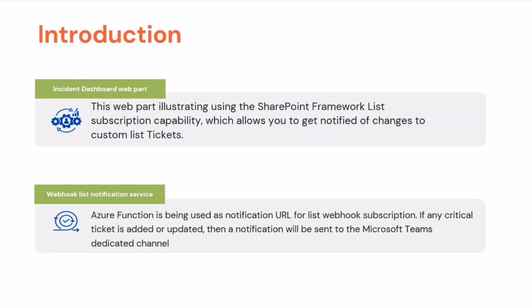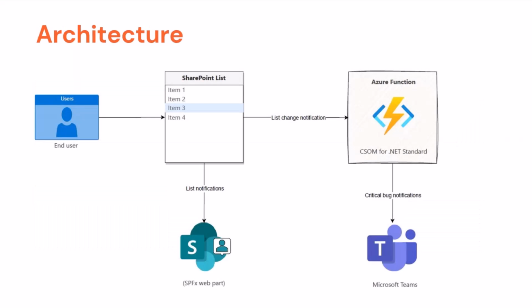The second side of the solution is a custom webhook list notification service I built based on an Azure function. As soon as any change happens in the list, it will also send a notification to our subscribed URL for the Azure function, and all the rest of the things happen in the Azure function, like Teams integration and all sorts of things. So let's look into the architecture.